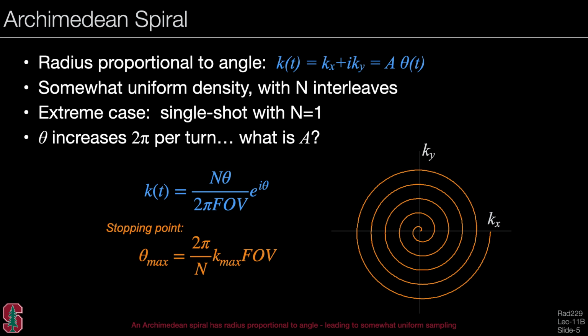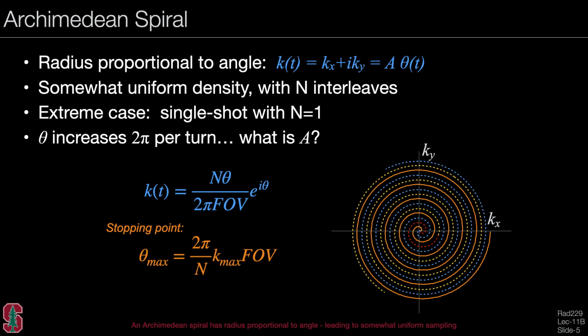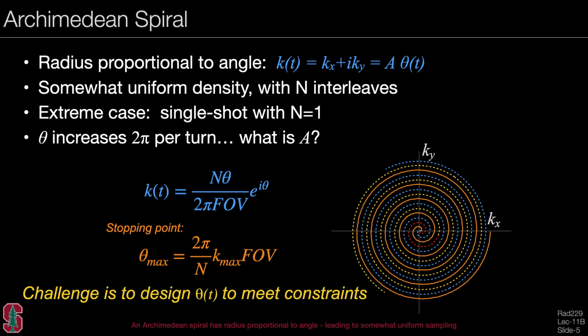We can choose a stopping point that looks something like this, where the angle is set so that we reach some maximum k-space location here. And if we interleave, the interleaves will look something like this. And now the challenge is to design the theta as a function of time to meet the various constraints of gradients, sampling, and slew rate.